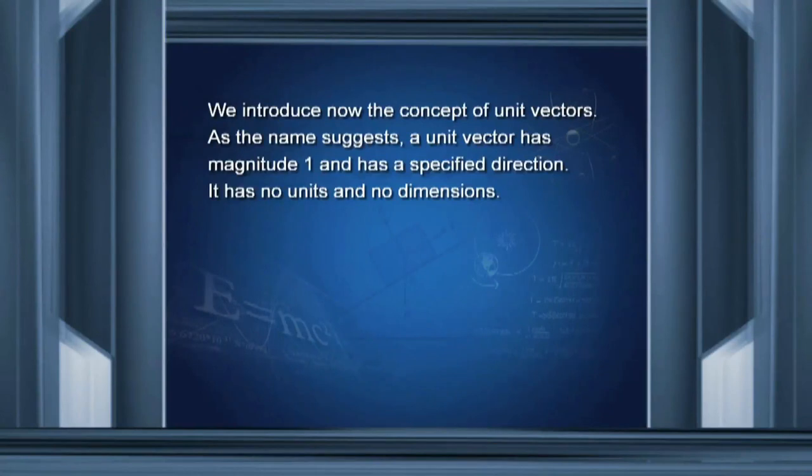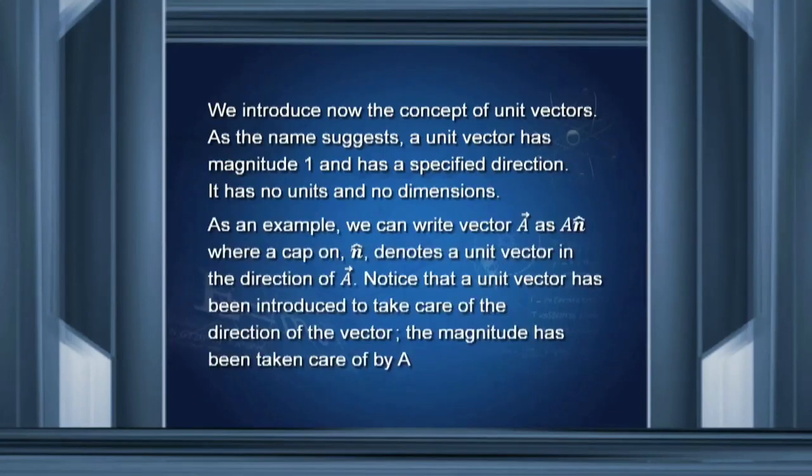We introduce now the concept of unit vectors. As the name suggests, a unit vector has magnitude 1 and has a specified direction. It has no units and no dimensions. As an example, we can write vector A as A, which is the magnitude of A, times n cap, where n cap denotes a unit vector in the direction of vector A. Notice that a unit vector has been introduced to take care of the direction of the vector. The magnitude has been taken care of by A.